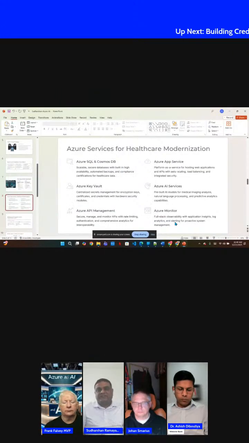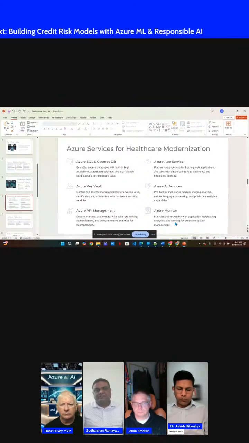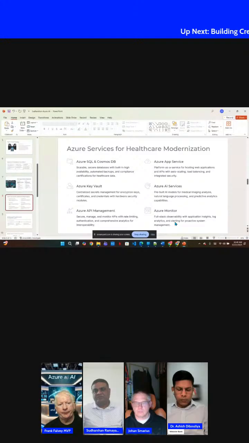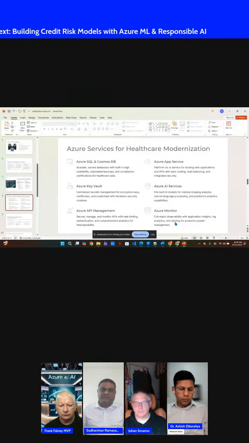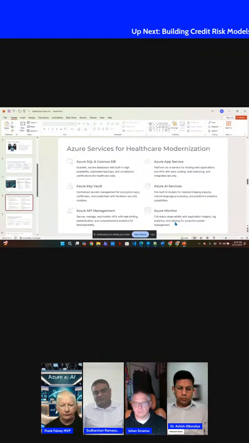Now Azure services for healthcare modernization. These are the services we can utilize from Azure. We have Azure SQL and Cosmos DB, a secure database with built-in high availability, automated backup, and compliance certification for healthcare data. App Service is a platform as a service for hosting web applications and APIs with auto scaling, load balancing, and integrated security. And we have Key Vault, centralized secrets management for encryption keys, certificates, and credentials with hardware security modules.